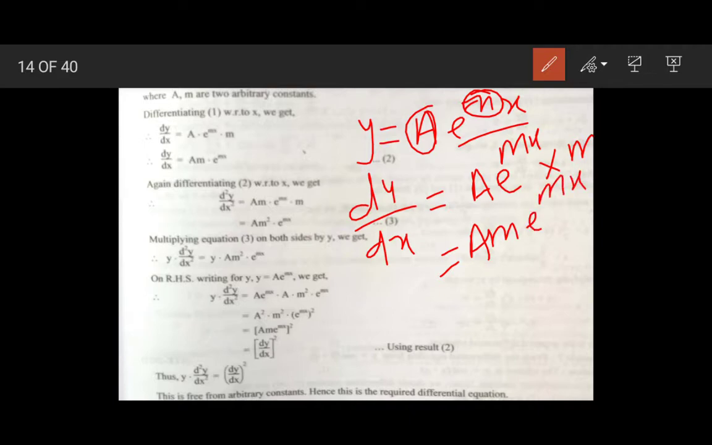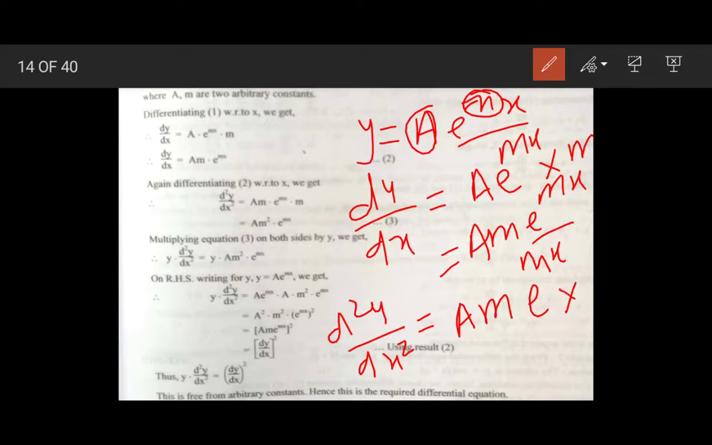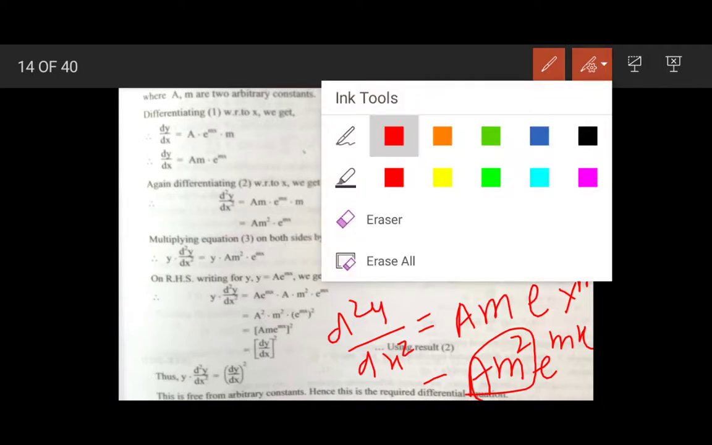Now again differentiating with respect to x. So d2y upon dx square is equal to a m as it is, derivative of e raised to mx is e raised to mx into m. So that is equal to a m square e raised to mx. Okay, so this is the second order derivative. Now the problem is here I am getting the arbitrary constants. Now what I will do, I will do some adjustment.